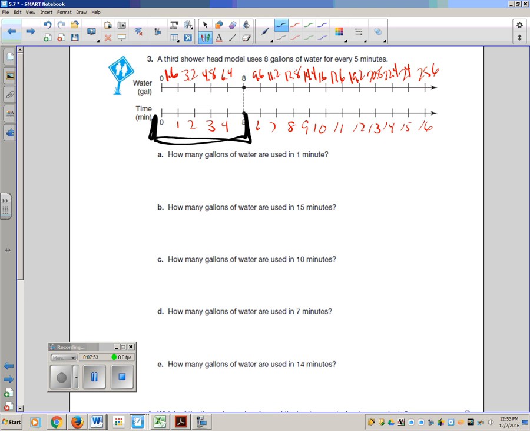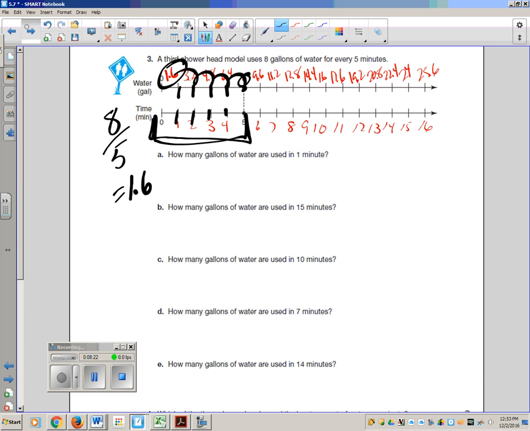1, 2, 3, 4, 5. So your interval on the time is 1. You've got 1, 2, 3, 4, 5, and then so find the number. There were 5. So if you take your calculator and go 8 divided by 5, you'll see that it equals 1.6, and that's how I figured that out. Once you know your interval, piece of cake, no problem.